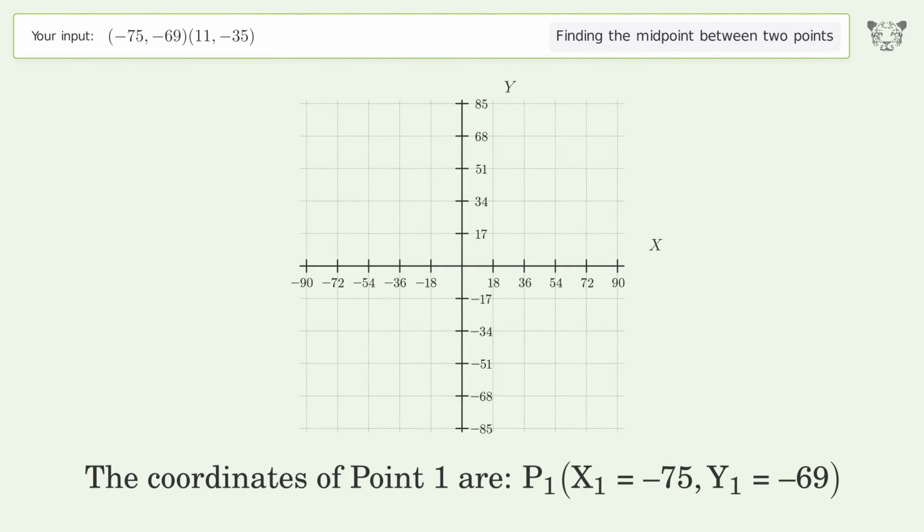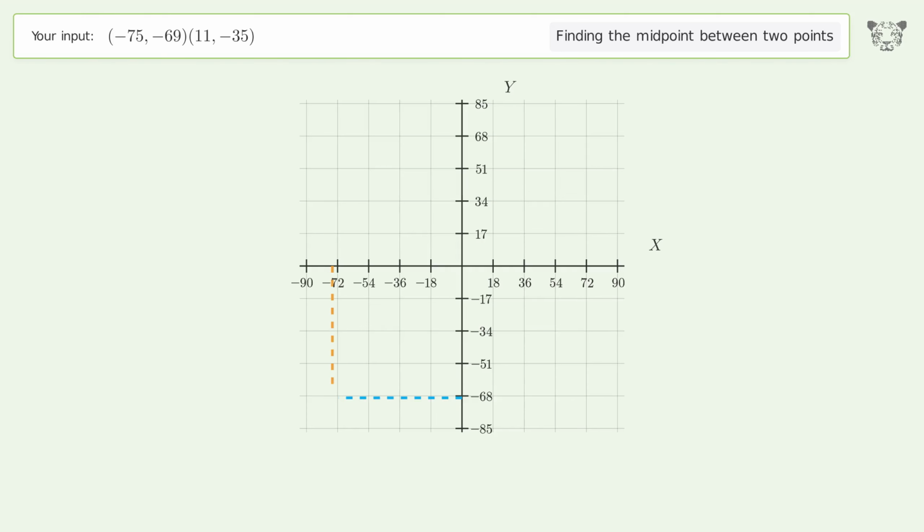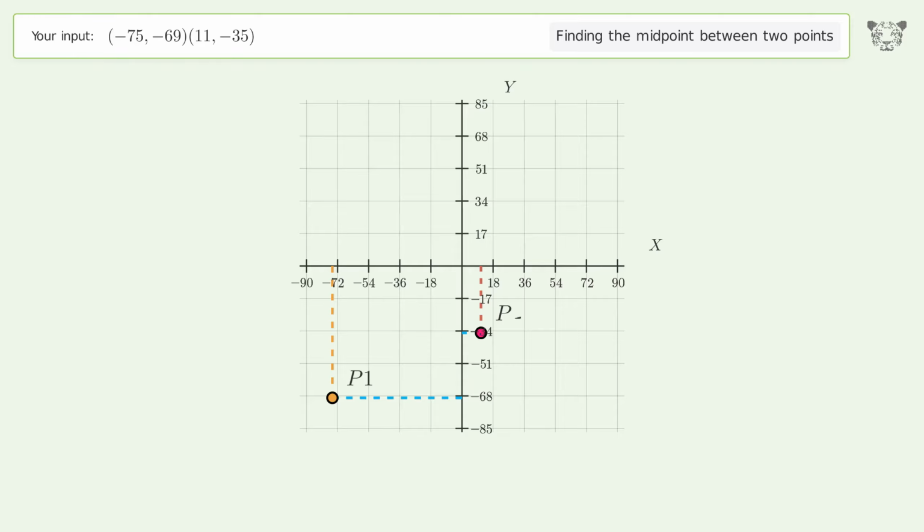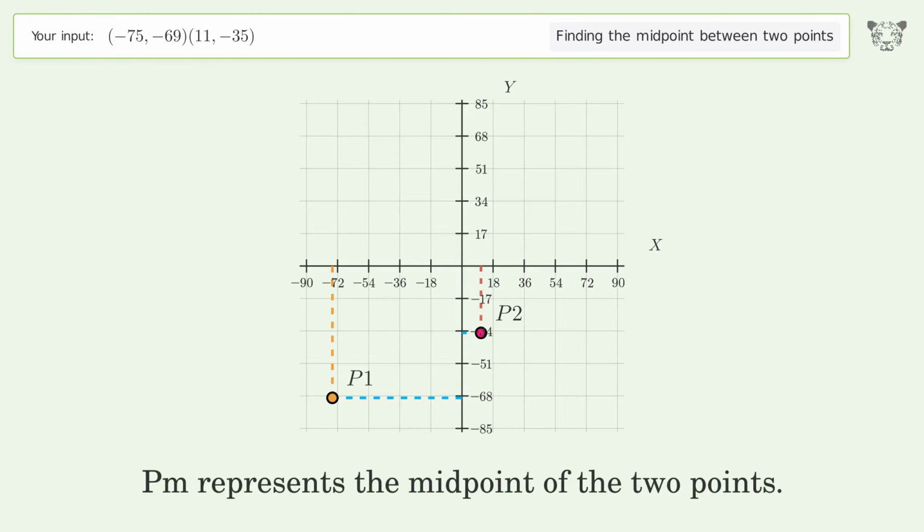The coordinates of point 1 are x1 equals -75, y1 equals -69. The coordinates of point 2 are x2 equals 11, y2 equals -35. PM represents the midpoint of the 2 points.